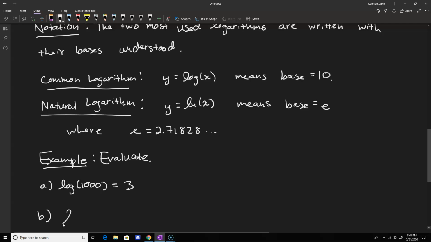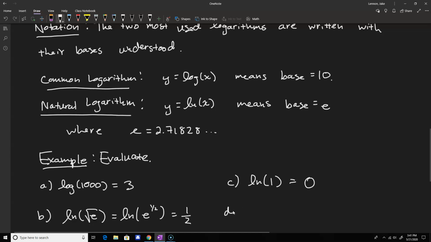B, let's look at the natural log of the square root of e. Well, remember the square root of e is the same thing as e to the 1/2. So this is the natural log of e to the 1/2. So the answer here is just 1/2. We could also look at maybe the natural log of 1. Well, e to the 0 power will also equal 1. So this is just equal to 0.